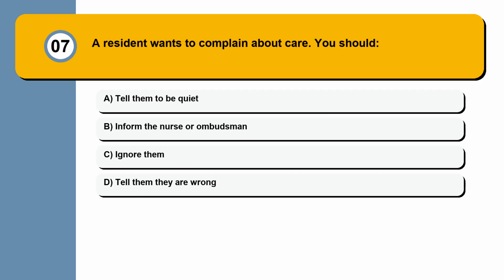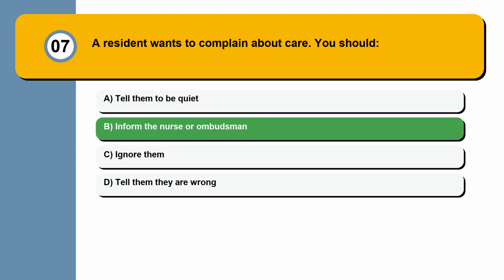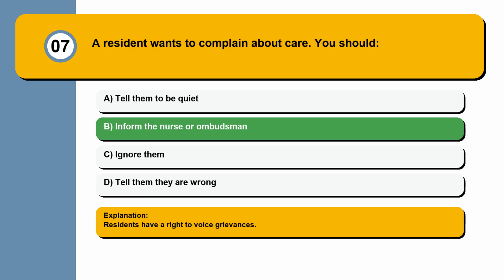Question 7. A resident wants to complain about care. You should tell them to be quiet. Inform the nurse or ombudsman. Ignore them. Tell them they are wrong. Residents have a right to voice grievances.